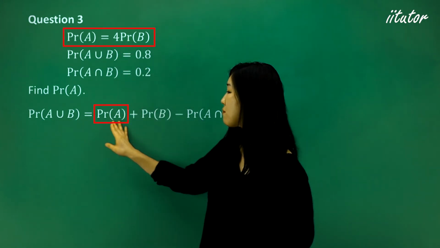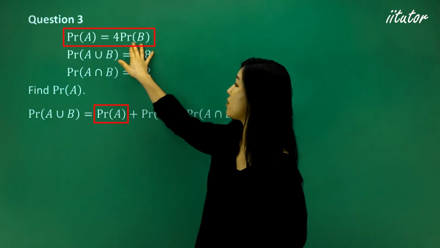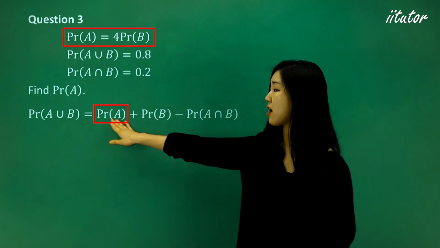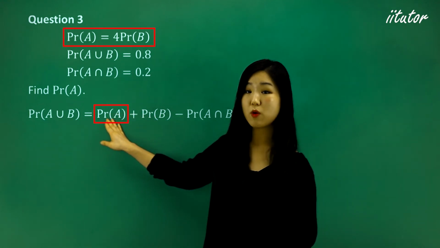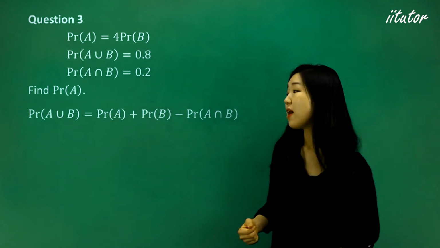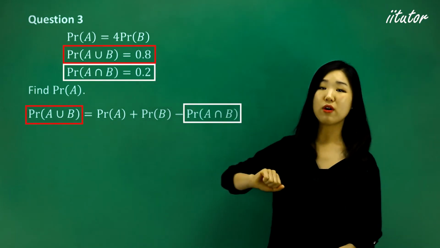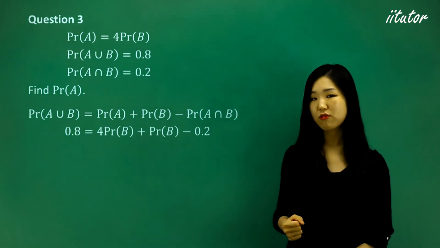So I'm thinking we might replace this with 4 times probability of B. So then everything will be in terms of probability B. That will be probability B. And this one we can also write in terms of probability of B. And these values, they give it to us. They give us the exact values. So I'm pretty much going to replace it.